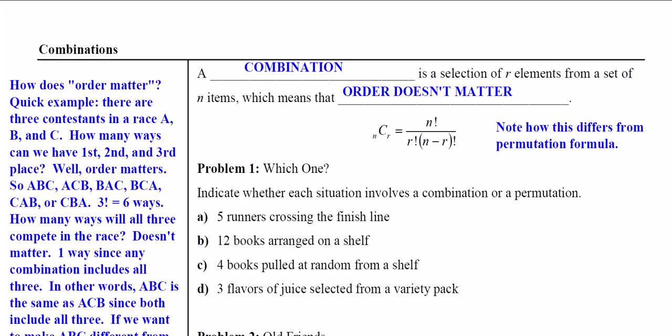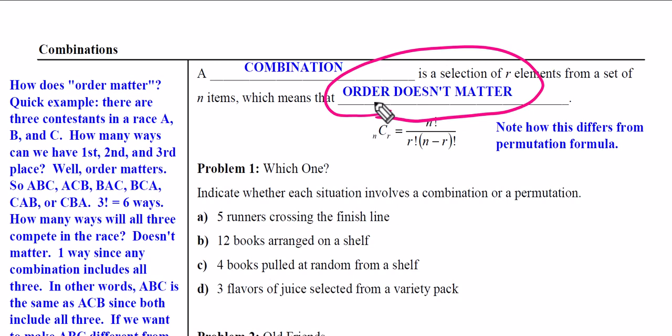As we continue our counting principles, we leave permutations and come to what we call combinations. Now, combinations and permutations are pretty much the same coin, just a different side of the coin. So a combination, order doesn't matter. But with a permutation, order did matter.